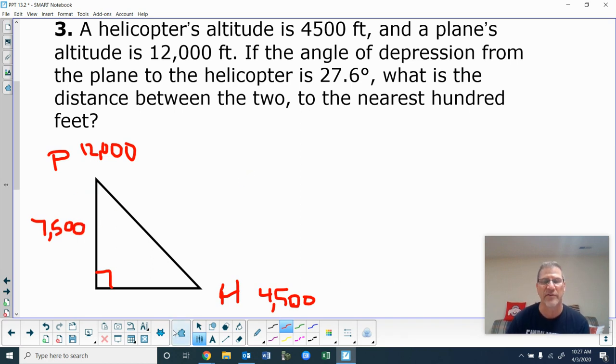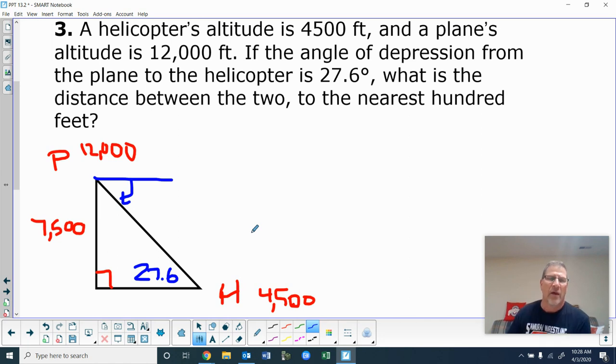All right, and then it says the angle of depression. Okay, angle of depression from the plane to the helicopter is this angle out here. A lot of kids will put it inside the triangle there. It's actually outside the triangle. But this one down here, the angle of elevation from the helicopter to the plane, is inside the triangle, and they're always equal. So I always put it down here inside my triangle when I have a problem like this. So that's 27.6 degrees. That goes there. All right, it says, what is the distance between the two to the nearest 100 feet?